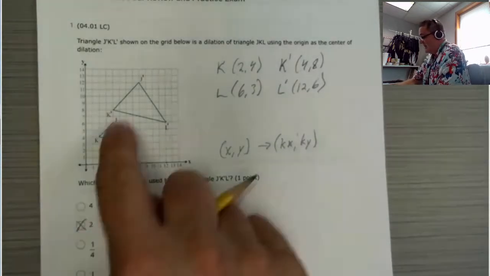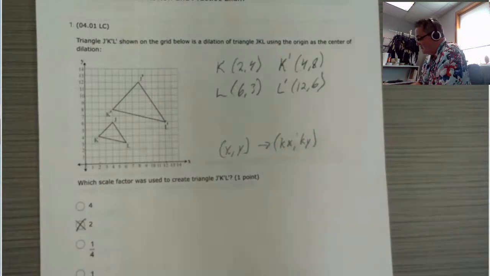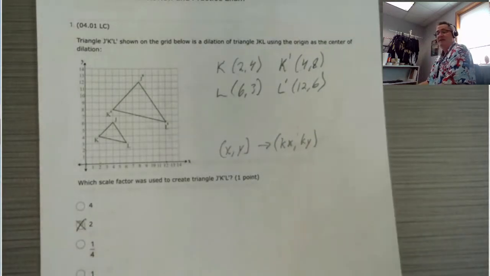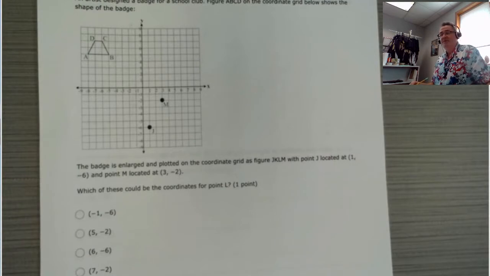And since it already said it was a dilation, we really don't have to check the third point. We know it should be the same since it told us it was a dilation. We're just checking for scale factor. Scale factor of 2. All right, let's move on.